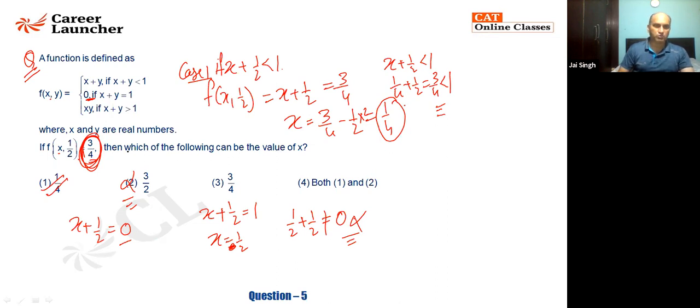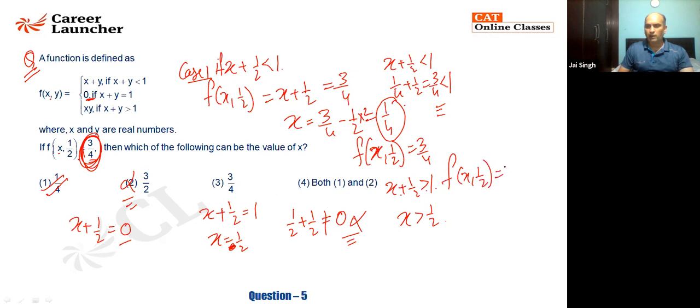Let's try out the next one. You said sir, x plus half is equal to 3 by 4. What if x plus half is greater than 1? What if x is greater than half? Okay, I will put this value. In this case, when x plus half is greater than 1, you all know here it is written that f of x comma half will come out to be xy, which is x into half, which is 3 by 4. Fine, x will come out to be, the 2 will get cancelled out, that is 3 by 2. Check whether x plus half is greater than 1 or not.